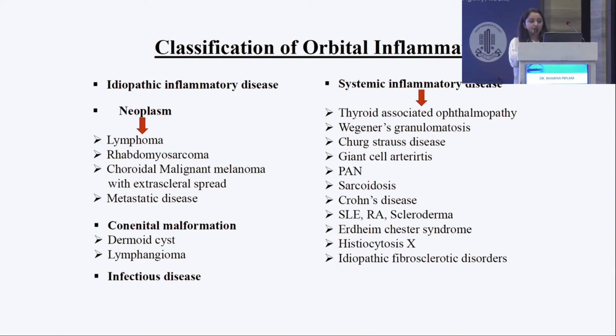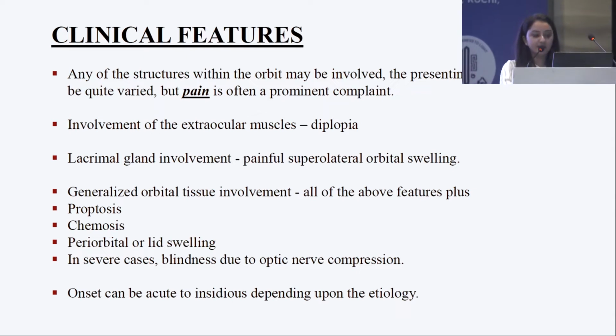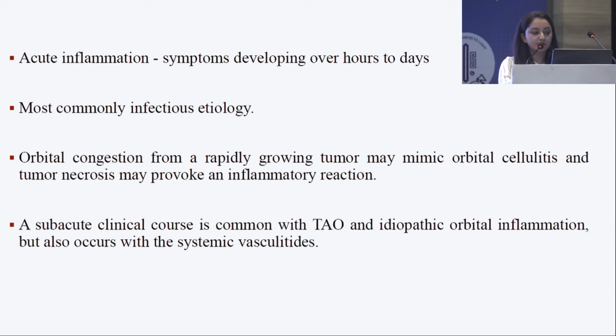Brief classification: idiopathic inflammatory diseases, neoplastic, congenital malformations, infectious, and systemic inflammatory diseases. Most common clinical features could be pain, which is a prominent complaint. If there is involvement of extraocular muscles, there can be diplopia. Lacrimal gland involvement can lead to a painful supralateral orbital swelling. Generalized orbital tissue involvement can lead to proptosis, chemosis, periorbital swelling, and even blindness in severe cases due to optic nerve compression. The onset can be acute, insidious, or subacute.